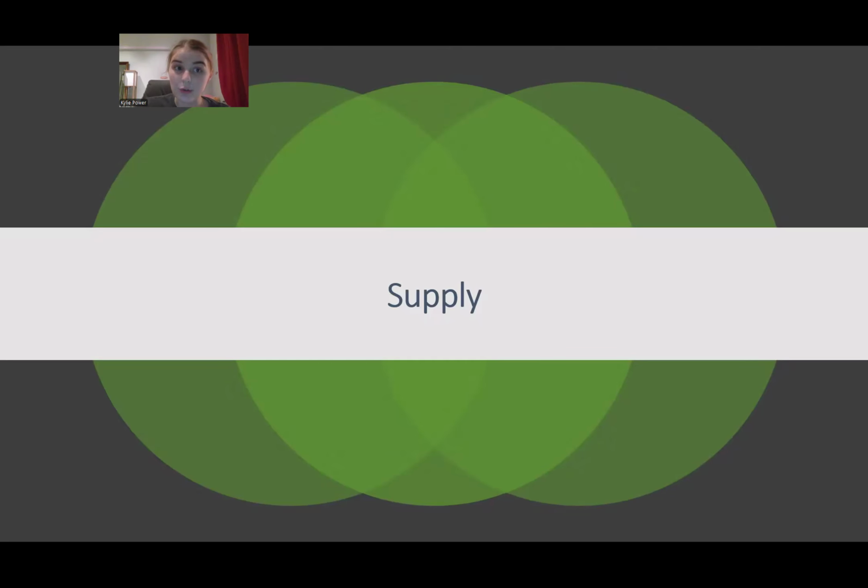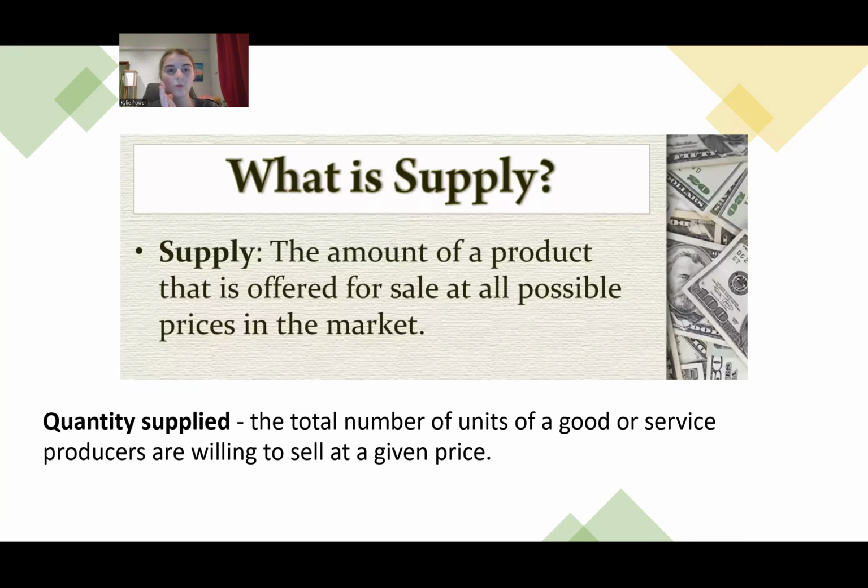Now let's get into supply. So supply is kind of like where those goods come from, right? They're the who, they're the where, the what, the how, it all occurs. So supply is the amount of product or the good or service that is offered for sale at all possible prices in a marketplace. Our quantity supplied is that numerical. We're giving a number of units for a good or service.